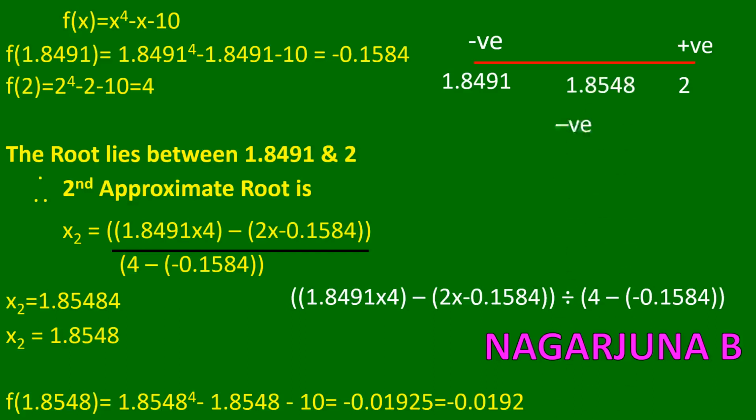For this one you have got a negative value. Therefore now the root lies between 1.8548 and 2. And here I have shown the calculation part. In the next step I will not be showing the calculation part, because by then you might have understood it, and be very careful while using the minus sign. Next we shall move on to the next iteration, that is the third approximate root.